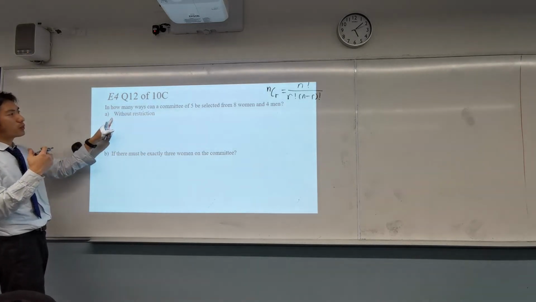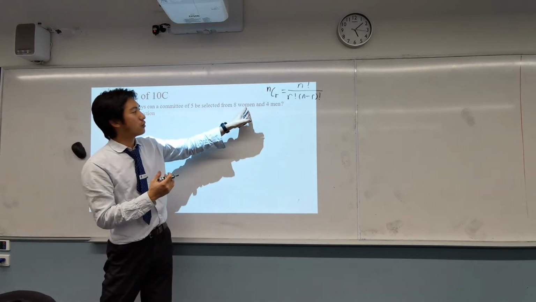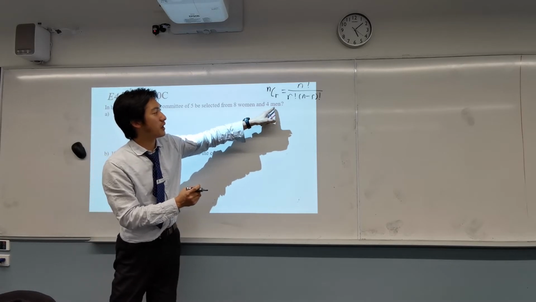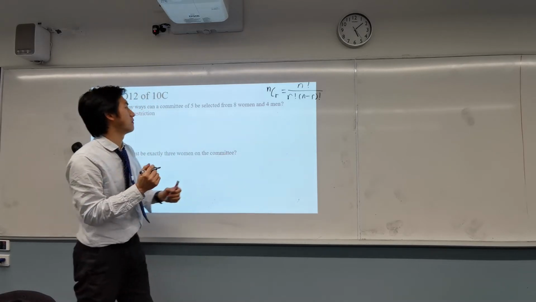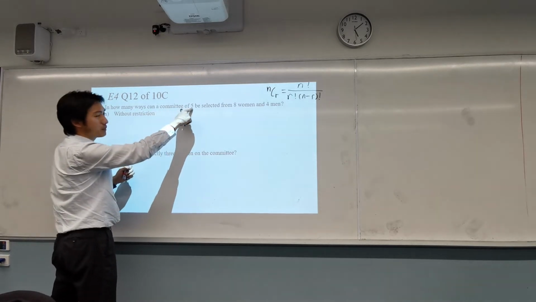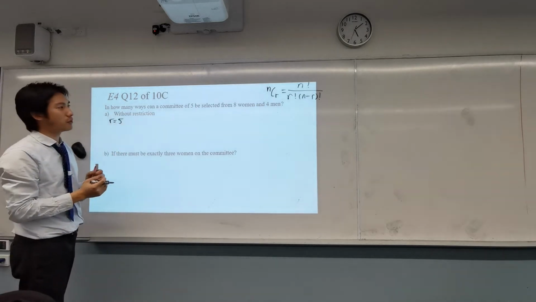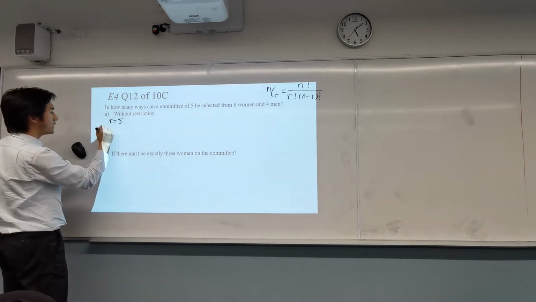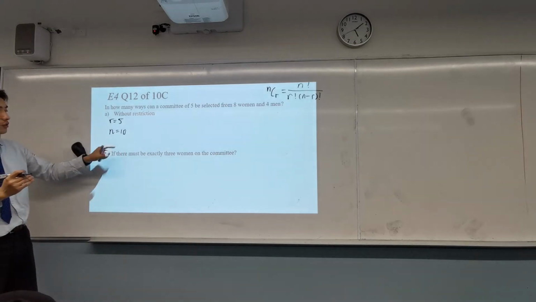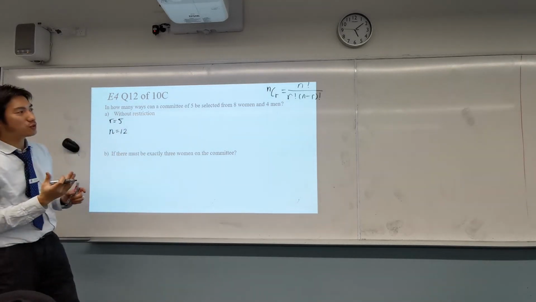In the first question, we're asking for the number of ways without restriction. That means we're not worried about picking a certain number of women or a certain number of men. These women and men could have been just identical. So let's have a think. We're choosing 5 people, r is 5, out of a total number of people. There's 8 women and 4 men, so n is 12. That's like the addition rule at work.